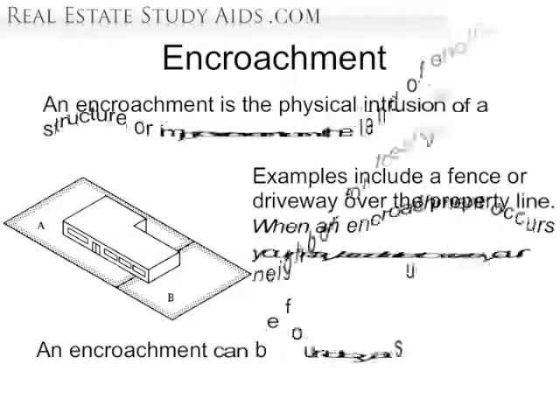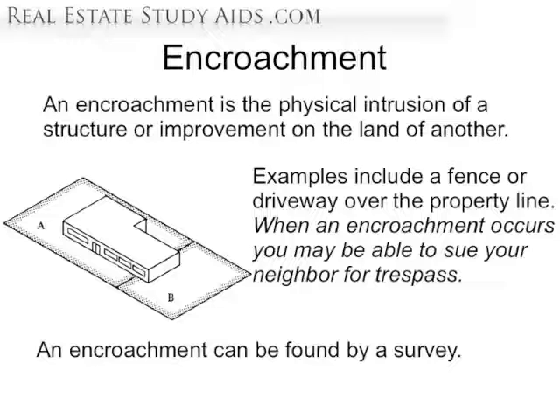An encroachment is the physical intrusion of a structure or improvement on the land of another. Examples include a fence or driveway over the property line. When an encroachment occurs, you may be able to sue your neighbor for trespass. An encroachment can be found by a survey. This concludes the section on easement.